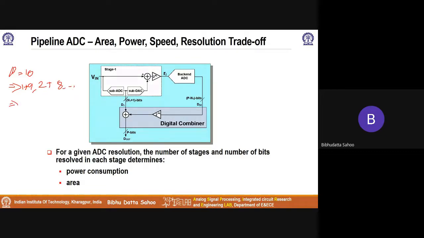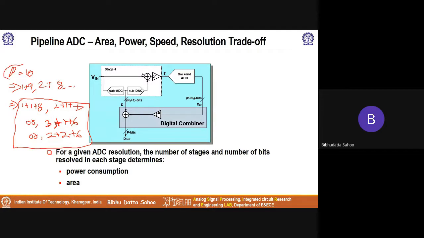Now, if it is realized using 3 stages, the first stage can be 1, the second stage can be 1, and the third stage can be 8, or 2, 1 plus 7, or 3 plus 1 plus 6, or 2 plus 2 plus 6, which means this is a 3-stage realization. Similarly, I can have an n-stage realization. So now this total resolution can be realized in different ways. There are various permutations and combinations.